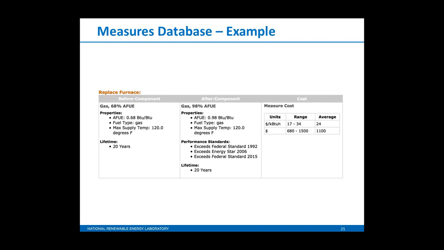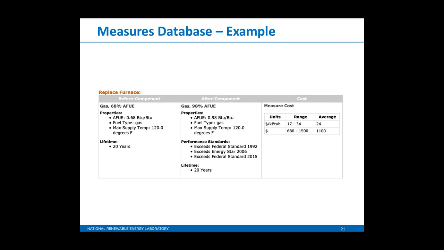here's an example of a measure you'd see in the database if you're browsing through that website, and I'll give you the link to that later. Our initial component is a 68% AFUE furnace. It uses natural gas, and say we're replacing that with a condensing furnace that has a 98 AFUE. You can see that it meets all the new federal efficiency standards, where the old one didn't. You can see that it meets Energy Star, and on the right you can see a range of costs based on the different properties of the furnace.